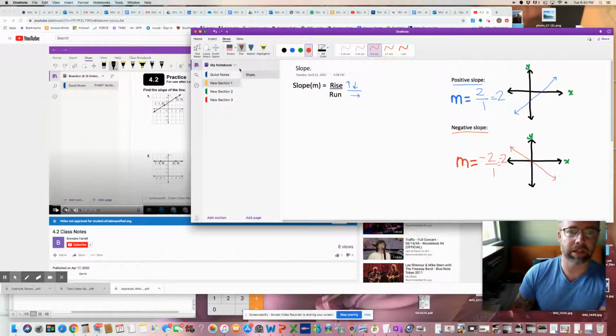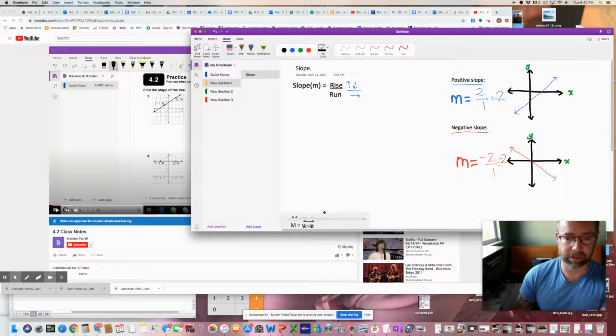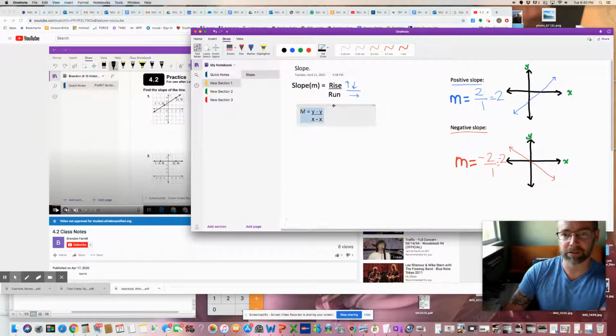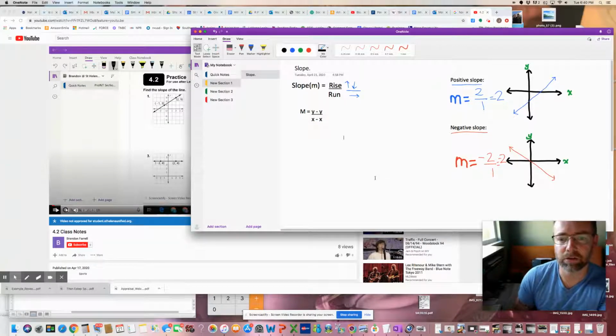Now that we've got that figured out, let's talk about the formula. And again, Mr. Farrell does a really good job of explaining all of this in his video, but this is just another video for you to check out if it helps. Okay, so here's our formula. M, slope, equals y minus y over x minus x. Now what does that mean?